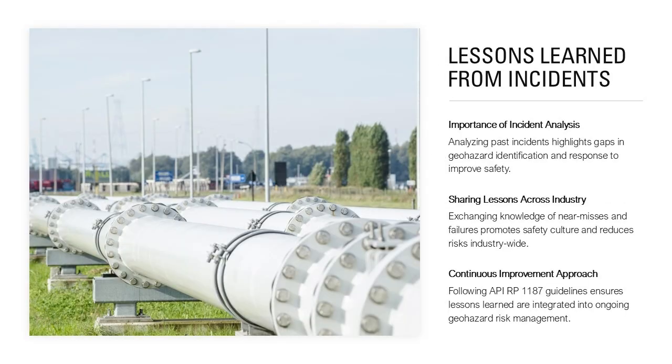Historical pipeline incidents provide valuable lessons for improving geohazard risk management. Many failures have been linked to inadequate identification, monitoring, or response to geohazards. Systematic analysis of incidents and near misses helps identify program gaps and improvement opportunities. Sharing lessons learned across organizations enhances industry safety. API-RP 1187 encourages incorporation of lessons learned into continuous improvement. This slide underscores the importance of learning from past events to prevent future failures.